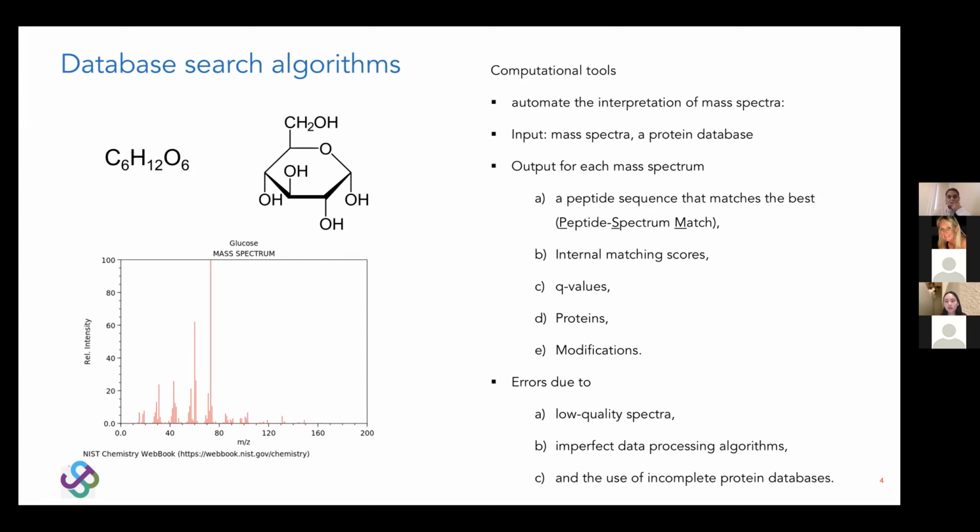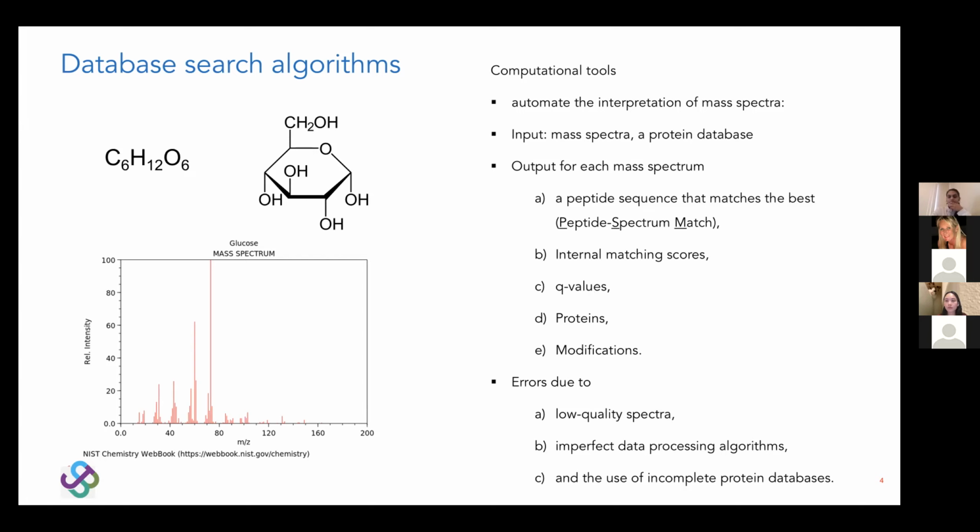And this internal matching score depends on which database search algorithm you use. So you could see different rankings of the PSMs in different database search algorithms. Also, these database search algorithms try to control FDRs, so they will also output a Q value for each PSM, as well as for the proteins and the modifications.